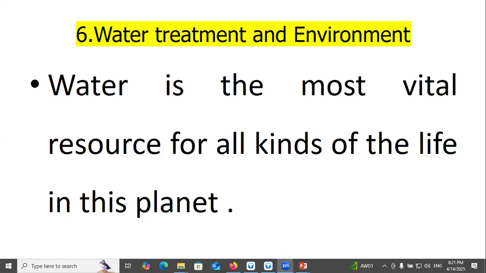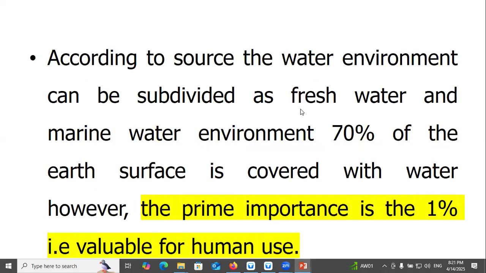Water is the most vital resource for all kinds of life on this planet. According to source, the water environment can be subdivided into freshwater and the marine water environment. 70% of the Earth's surface is covered with water. However, of prime importance is the 1% that is valuable for human use.